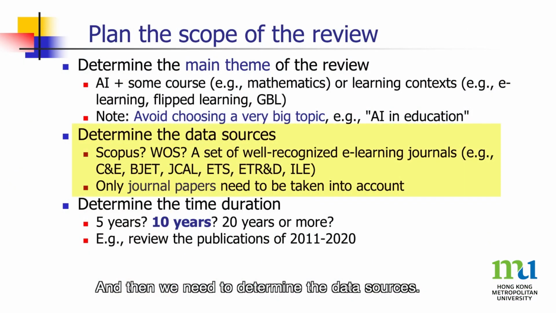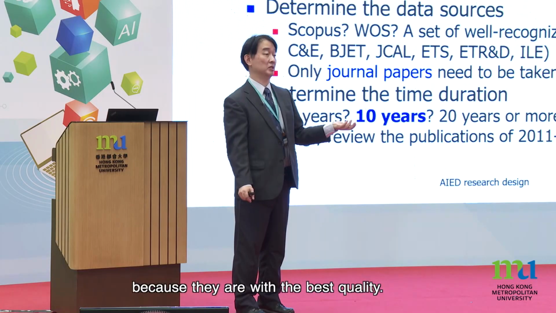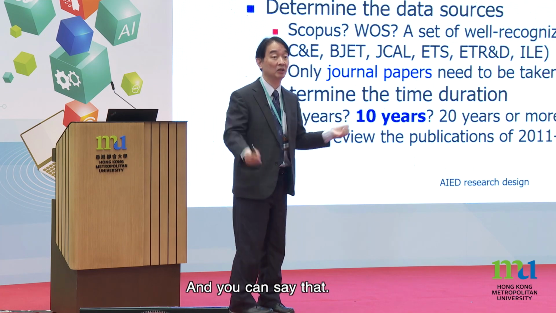And then we need to determine the data sources. Usually we choose Scopus or WOS. That's what most of the SSCI journals publish, and we read them most frequently. And also we can specify that what we review is based on the publications in some well-recognized journals. For example, the Q1 journal, you can specify that: I only review the papers published in Q1 journals because they are of the best quality.